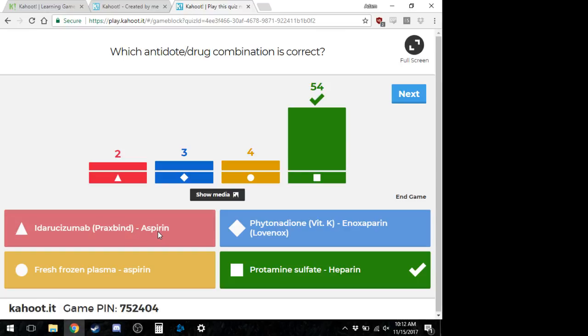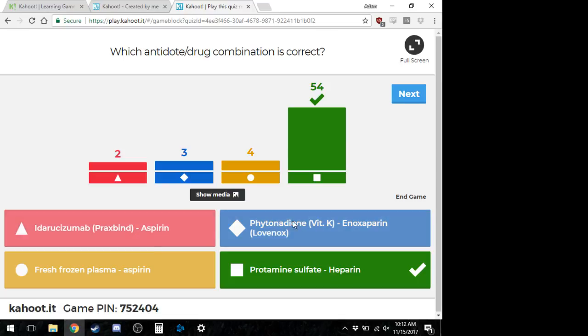Anyway, is there a reversal agent for aspirin? Not really, right? You can't really do anything with that, which is okay because aspirin bleeding usually is not going to be nearly as severe as you see with a heparin or a warfarin or something like that. There's a lot of bruising, a little epistaxis, things like that, but you don't really see the same kind of bleeding unless it's in combination with other drugs potentially.